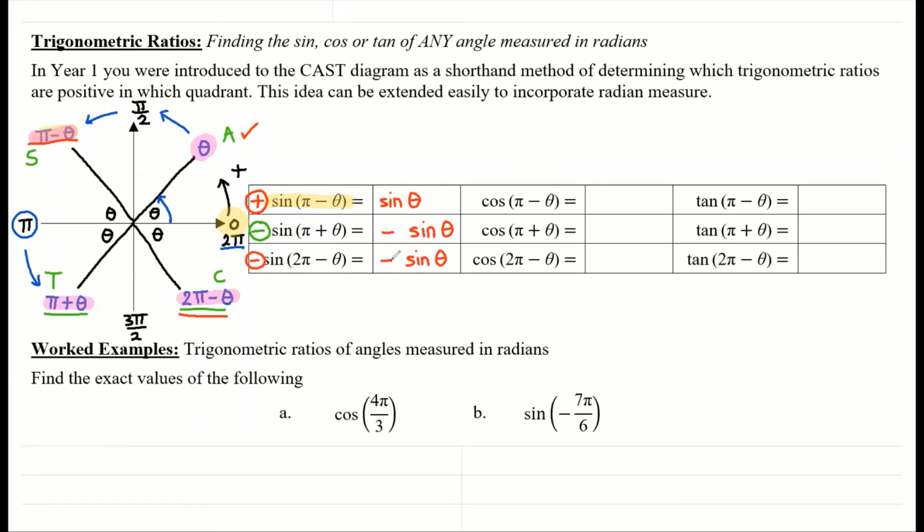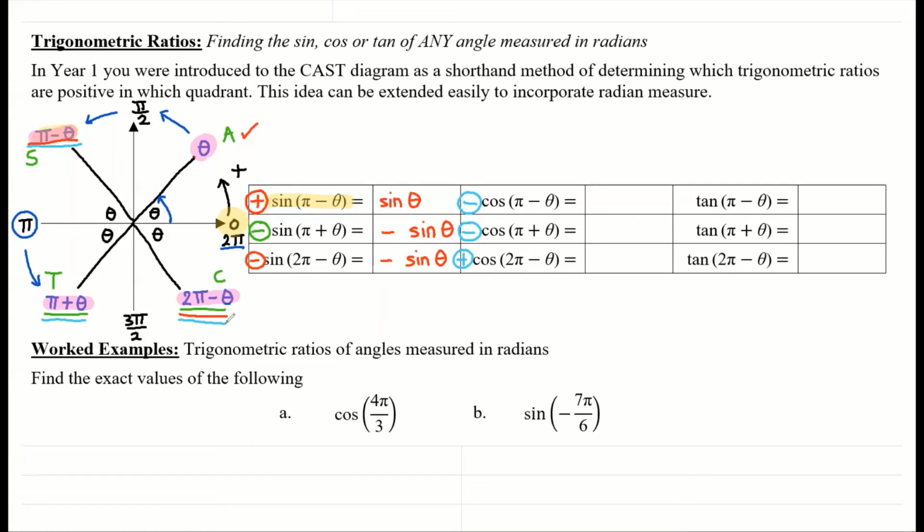Let's have a look at the cosine version of this now. On the cosine version, we've got pi subtract theta. That's the first quadrant here. Cosine is negative here, so I know this is a negative value. We can do this a little bit more quickly now. The next one along, cosine of pi plus theta, which is here, cosine is also negative. And the next one, cosine of 2 pi subtract theta, here cosine is positive because it's this angle here.